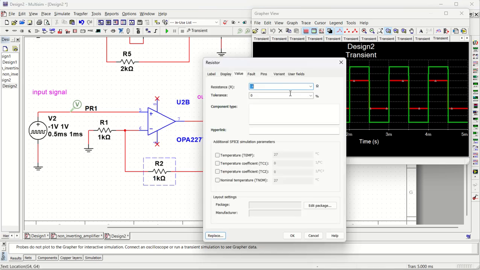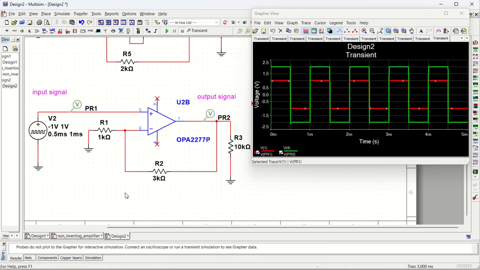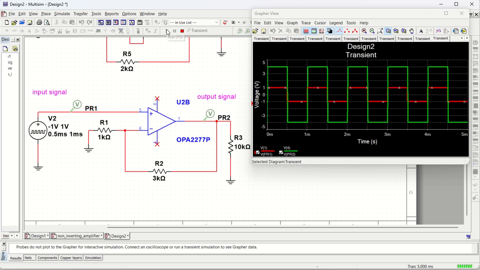If you want, you can make it, let us say 3 times. 4 times if you want to make, what will happen? If I put 3k, so 3k plus by 1k, that is 3 plus 1, 4. So gain will be 4. So it will become 4 volt high and 4 volt low. So let us run it. You can see we have 4 volt high and 4 volt low. Input voltage is 1. So this is how you have a complete understanding of designing the circuit.